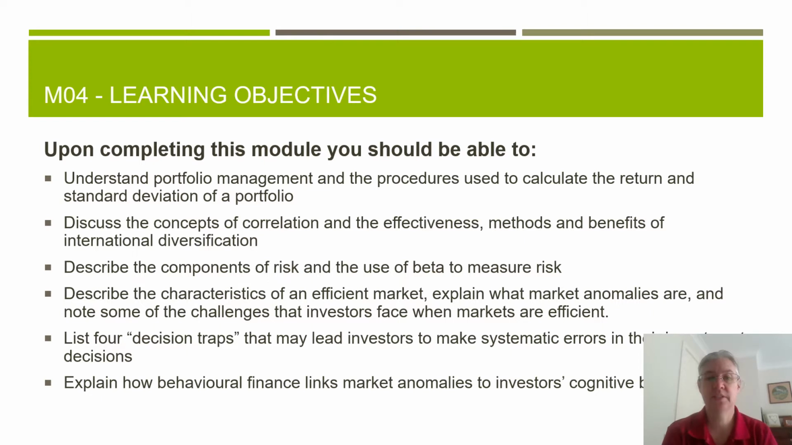Describe the characteristics of an efficient market, explain what market anomalies are and some of the challenges that investors face when markets are efficient. You should be able to list 4 decision traps that lead investors to make errors in their investing decisions and explain how behavioural finance links market anomalies to investors' cognitive behaviour. Let's get started.